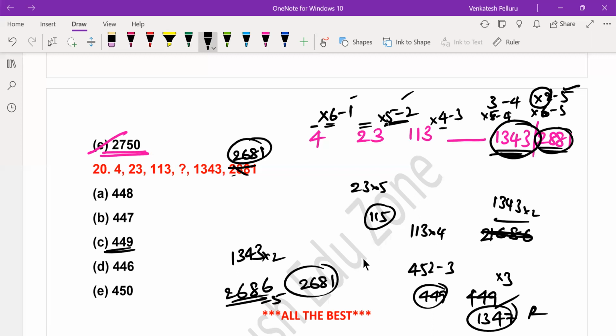Okay, it's not 2881. So in place of question mark, you have to get 449. So that is the correct answer for this question. So hope you enjoyed the session and you got some knowledge. So this is how you have to solve the questions of number series.